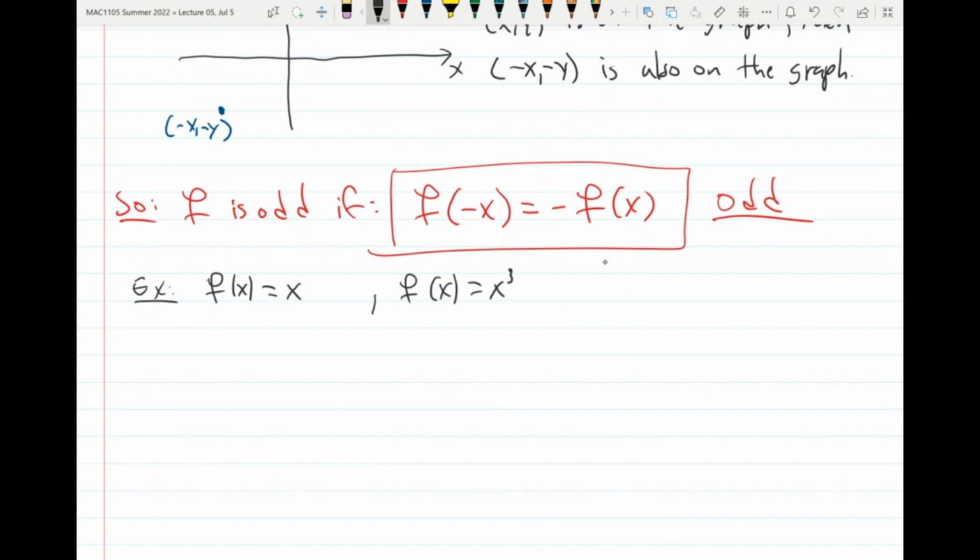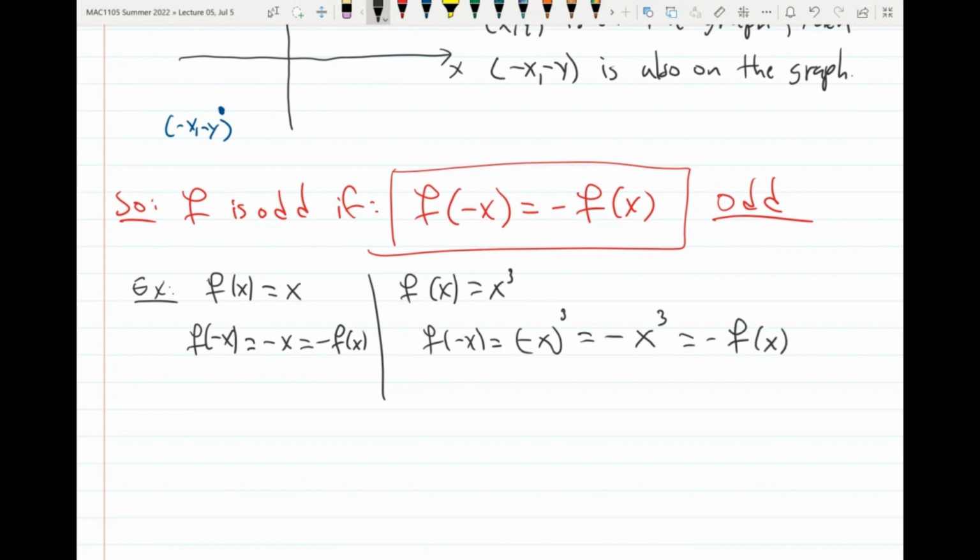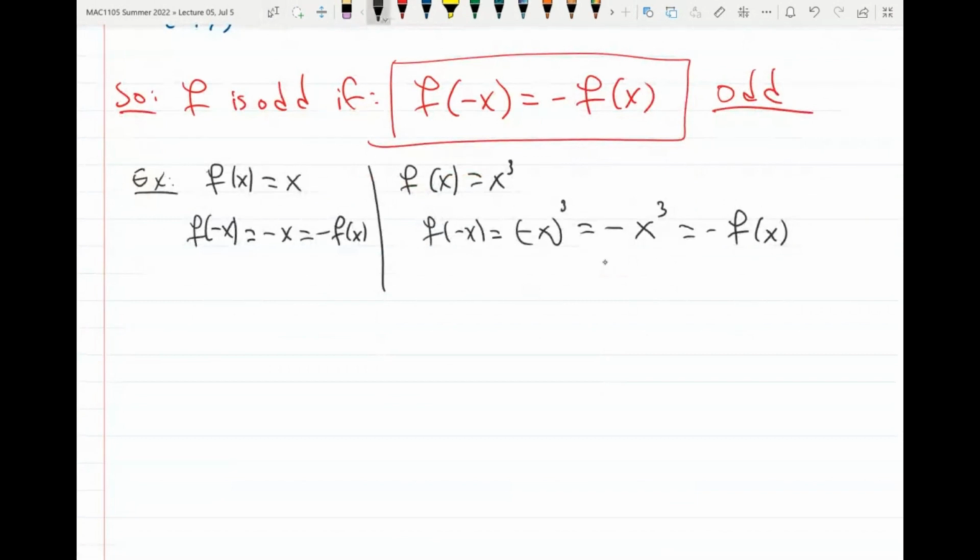All of these, they work, right? Because again, if you plug in negative x here, you're going to have minus x, which is minus f of x. So that checks out. And over here, if you plug in negative x, you have negative x cubed. And now, because this is cubed, the negative survives. And x cubed is a function, so that's minus f of x. So all of those are examples of odd functions.